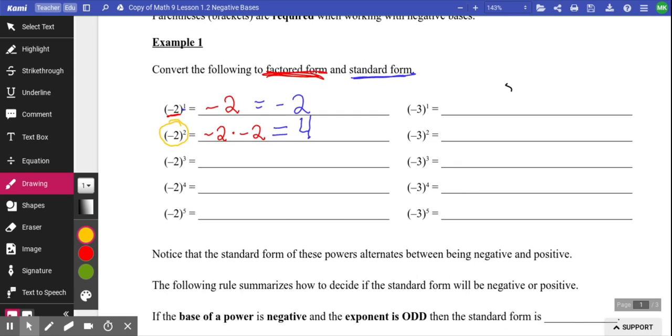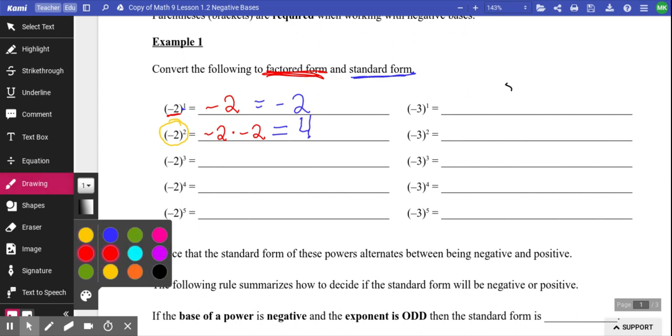If we continue on, we have this question right here. We have -2 to the power of 3. That means you take your base of -2 and you multiply it 3 times. -2 times -2 times -2. That would be the factored form. If you wanted to do the standard form, then you need to calculate that. You could use the exponent feature depending on your calculator, or you could just do the factored form in your calculator. So that's what I'm going to do. I'm going to go -2 times -2 times -2, and I get the answer of -8.